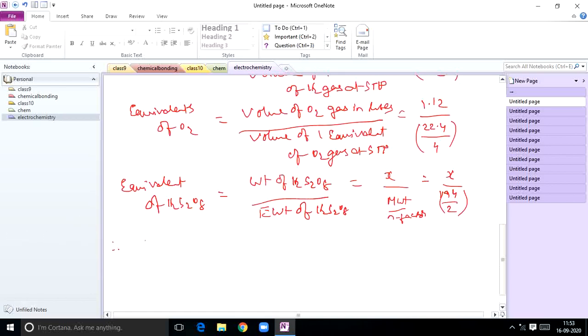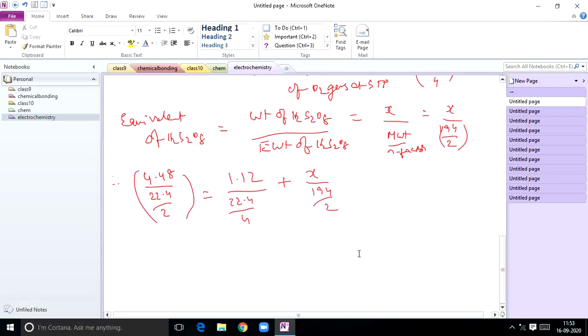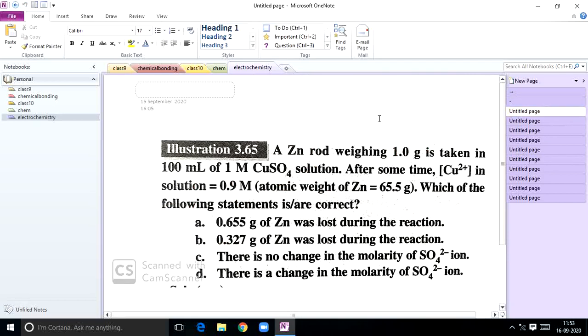So you substitute all the data and finally what you will get? Therefore substitute in equation 1: 4.48 by 22.4 by 2 is equal to 1.12 by 22.4 by 4 plus X by 194 by 2. Solve this one, students, you will get the final X value. X value is 19.4 grams. So in advanced they are going to ask this type of bits, not for NEET but in advanced. If the paper is tough, for IIT advanced they are going to ask this type of questions. Next.